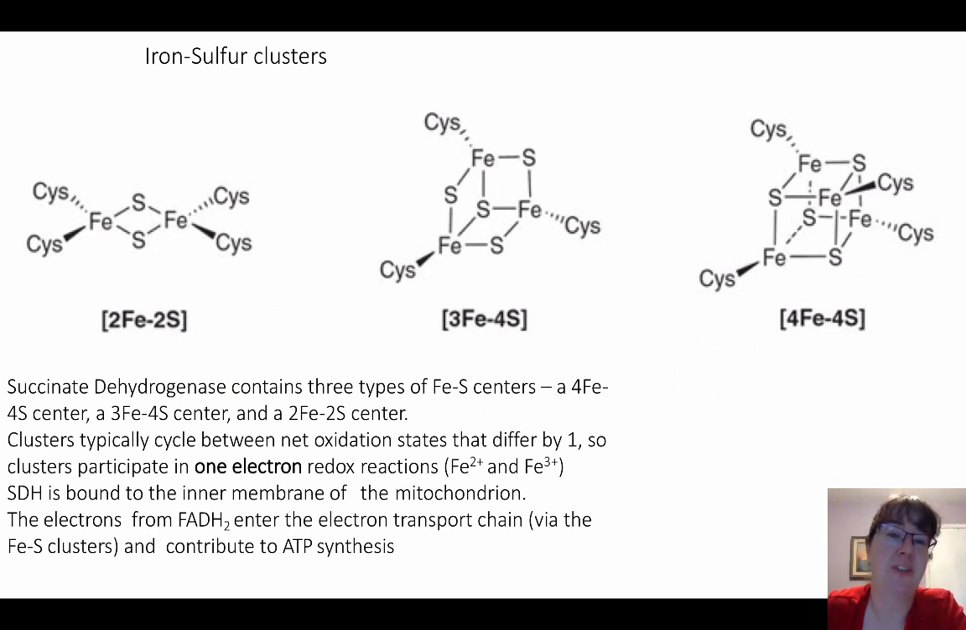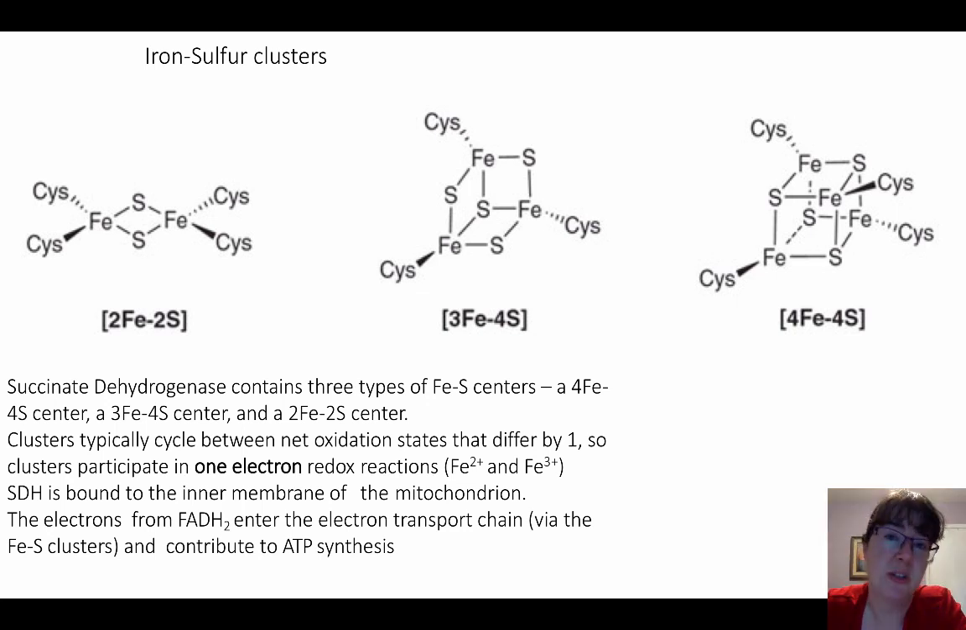Succinate dehydrogenase actually has 3 different iron-sulfur clusters, and they're shown here. The differences here, you'll notice, are all ratios. So whether you have 2 irons and 2 sulfurs, 3 irons and 4 sulfurs, 4 irons and 4 sulfurs. All of your irons are coordinated with cysteine residues, so that remains the same no matter what.